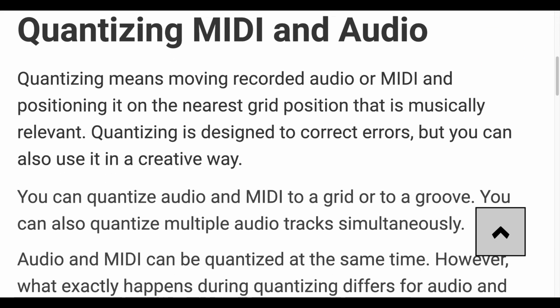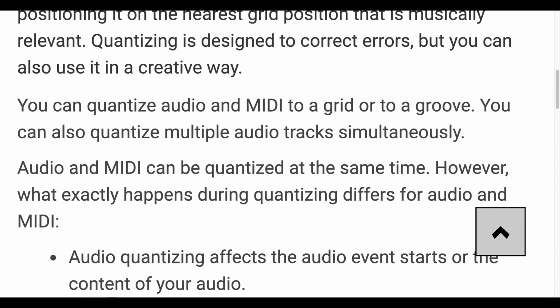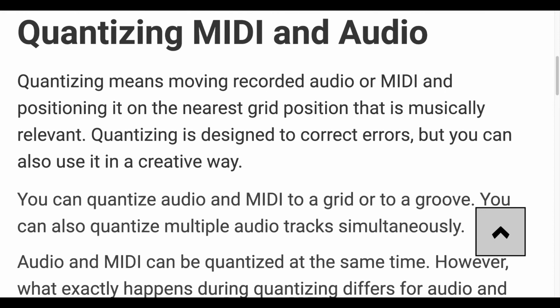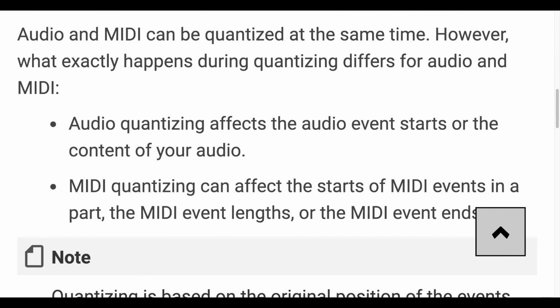Quantizing MIDI and audio. Quantizing means moving recorded audio or MIDI and positioning it on the nearest grid position that is musically relevant. Quantizing is designed to correct errors, but you can also use it in a creative way. You can quantize audio and MIDI to a grid or to a groove. You can also quantize multiple audio tracks simultaneously. Audio and MIDI can be quantized at the same time. However, what exactly happens during quantizing differs for audio and MIDI.